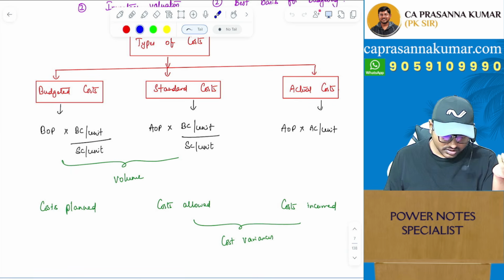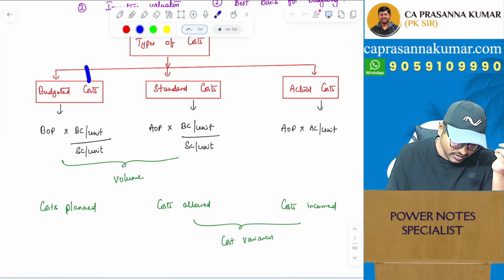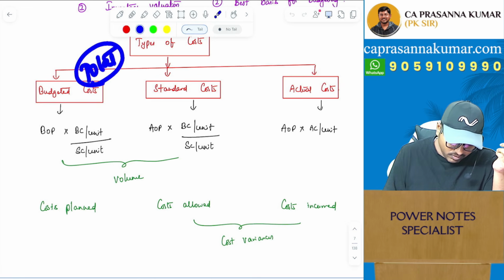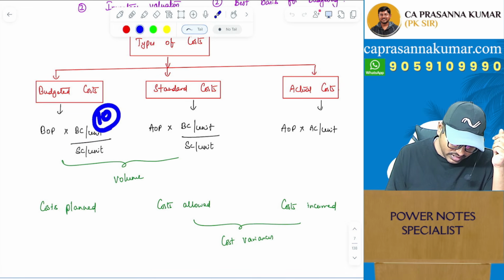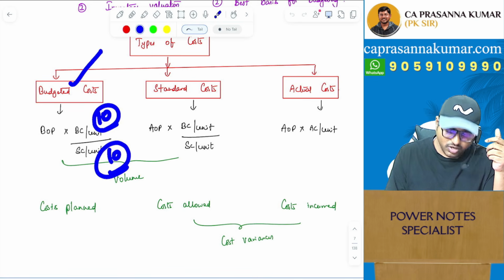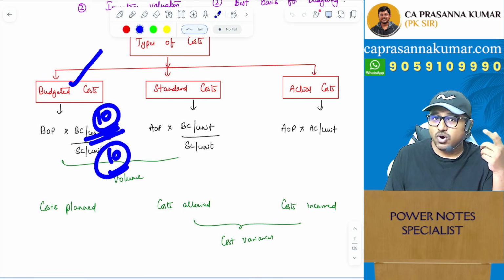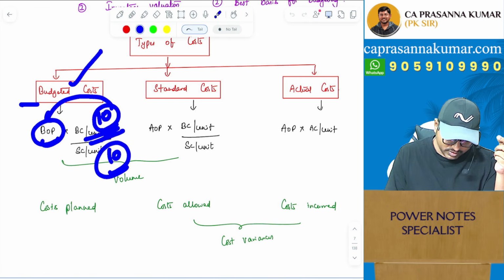Sir, just now you said that budgeted cost and standard cost are different. Yes, they are different when it comes to total, but on a per unit basis they are referred to as the same. Let's say budgeted cost per unit is 10. Standard cost per unit is also 10. But when you take this budgeted cost per unit or standard cost per unit and multiply it with budgeted output, it becomes budgeted cost.